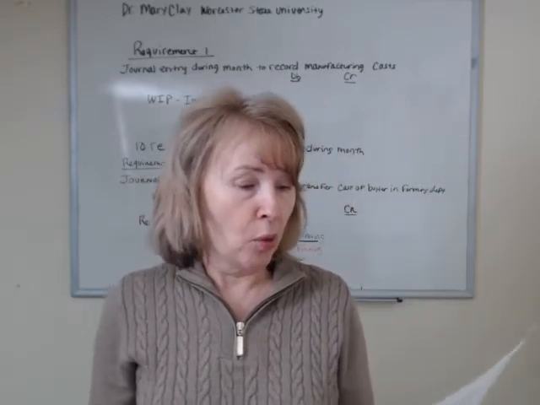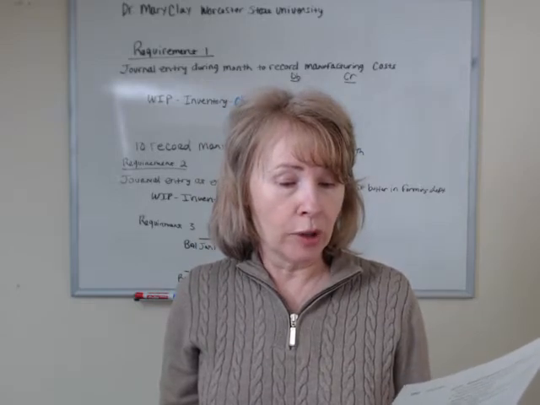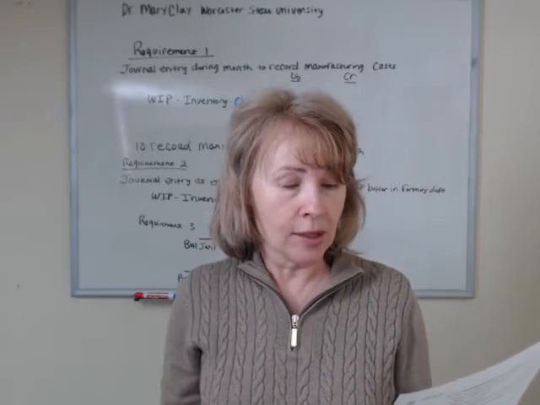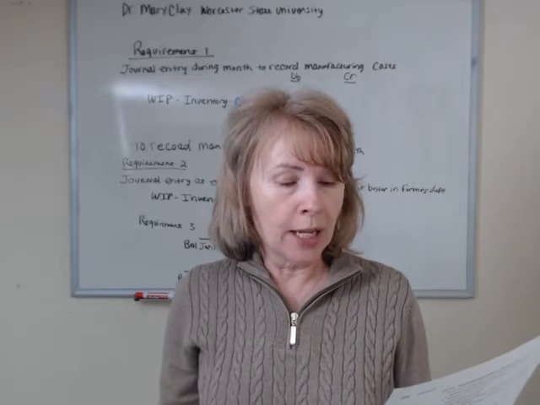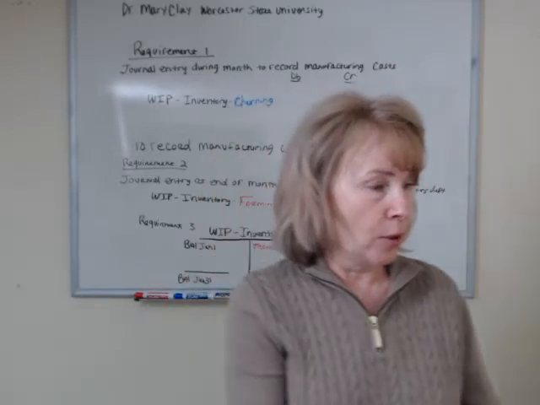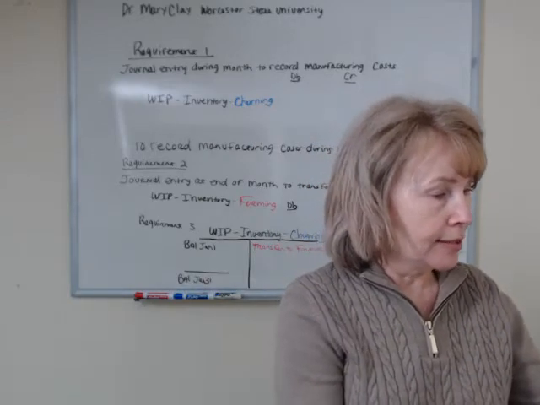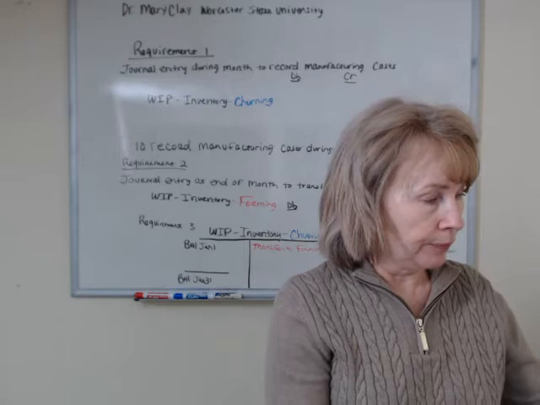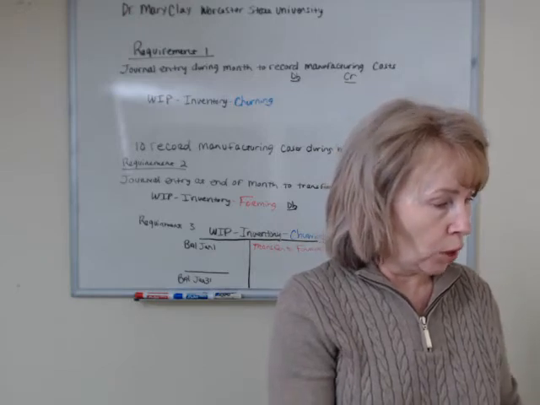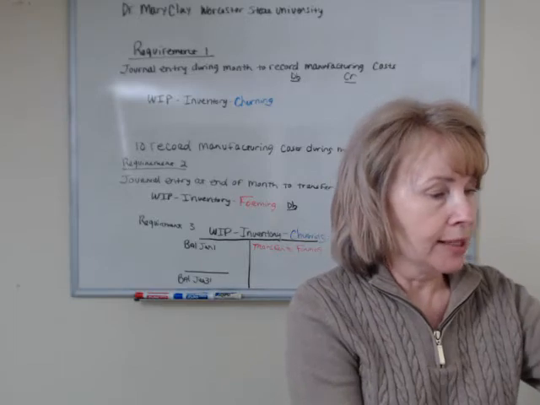What journal entry would have been made during the month to record manufacturing costs? Use wages payable as the credit for direct labor costs. So they're telling us to use wages payable instead of direct labor. We're going to work from the production report, and here's what we see.